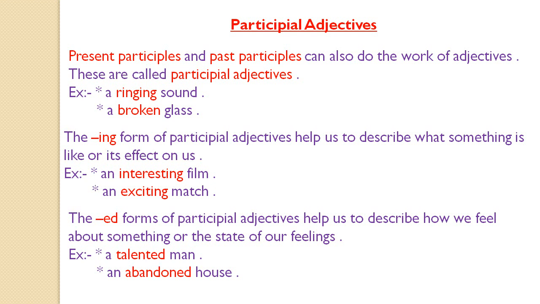If you see the first example, that is a talented man. Here you will see that it is our opinion, it is our feeling about the man, that he is a talented man. So it is called participial adjectives. I hope now you understood very well all kinds of adjectives.